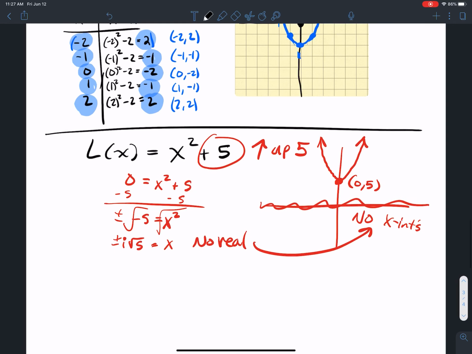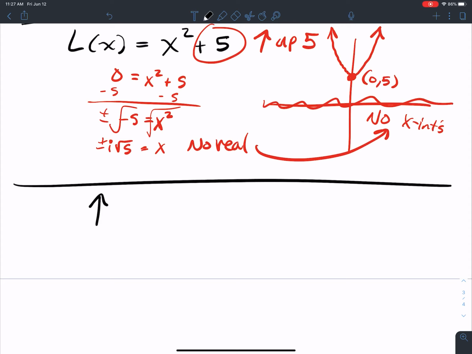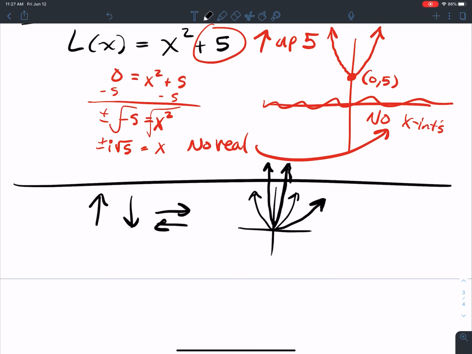There's one more thing that we're going to do to our parabolas. Instead of shifting up, down, left, and right, we can either take a parabola and stretch it, or we can make it wide, okay? So it's either going to be narrow or it's going to be wide, okay? And that all depends on the coefficient in front of the squared term, okay?